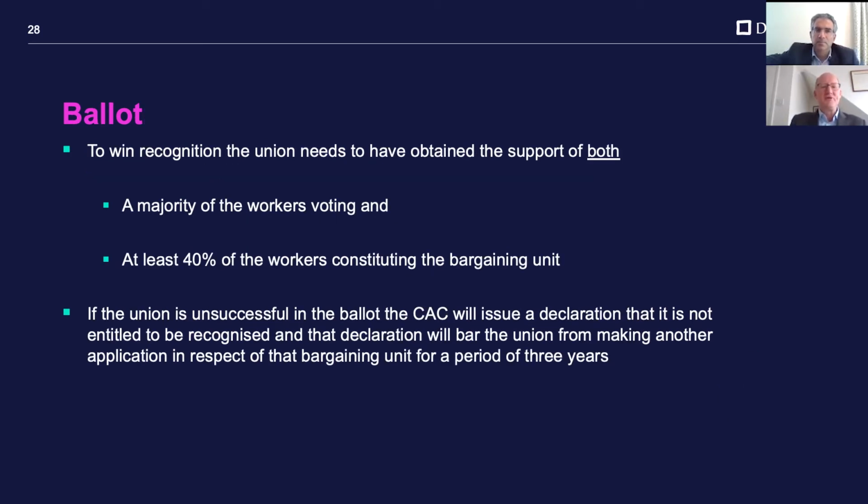To win the secret ballot, the union needs to obtain the support of both the majority of the workers voting and at least 40% of the workers constituting the bargaining unit. So a union will think about that right at the very beginning of the process when it looks at the bargaining unit it's proposing. Will it have the chance of getting a majority of workers voting? Will it have the chance of getting at least 40% of the workers constituting the bargaining unit voting for the proposal? If the union is unsuccessful in the ballot, the CAC will issue a declaration that it's not entitled to be recognised. And that declaration bars the union from making another application for a further 3 years.